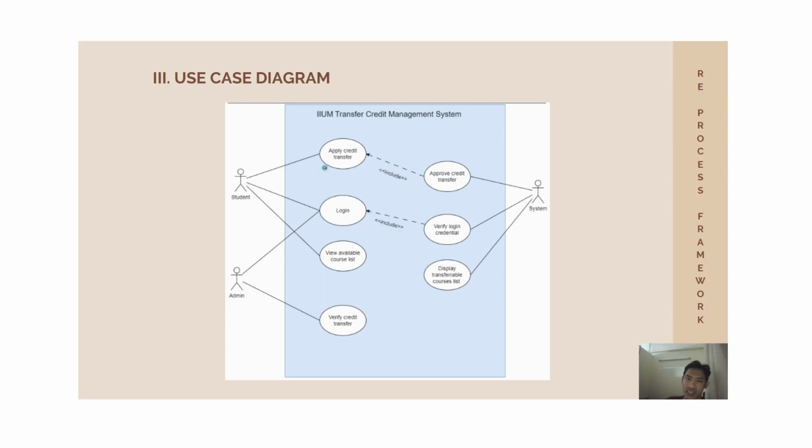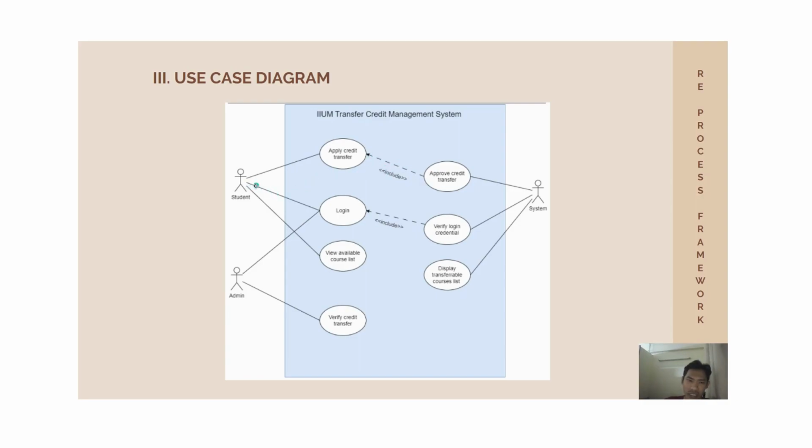So basically, after applying for the credit transfer, it must be approved or disapproved by the system. So just like approved credit transfer, these processes are dependent on and related to each other.